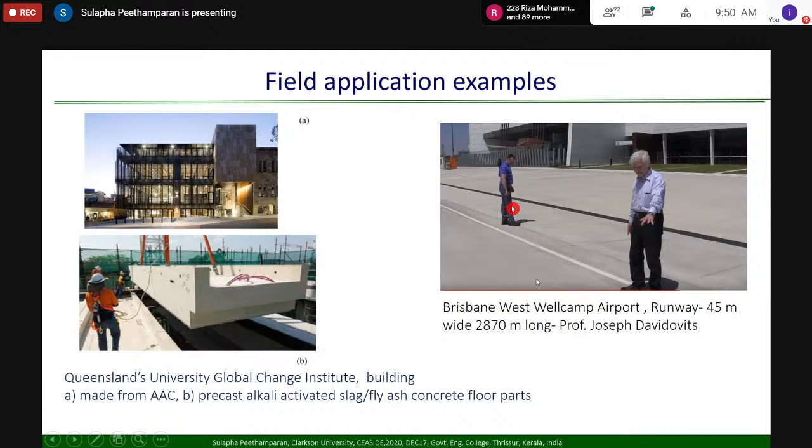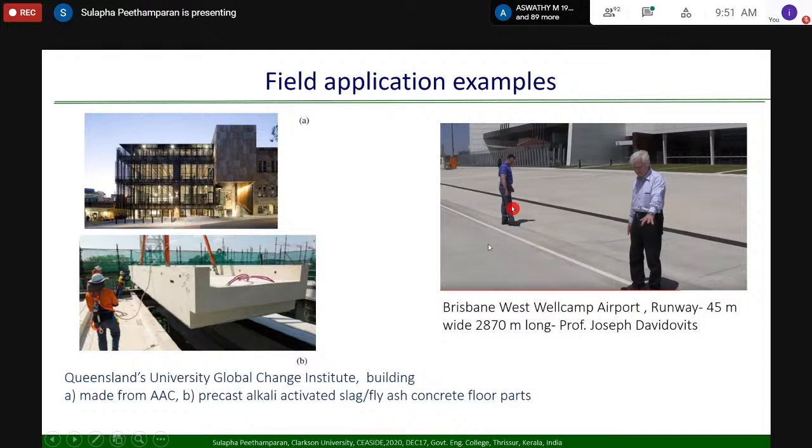When I say field, there is a lot of data in academia and in the lab, where we can make beautiful concrete without any cement. There are also structures built using geopolymer. This is a building in Australia, at Queensland University, the Global Change Institute. In this building, all the floors are made with precast floor slabs with geopolymer, with no cement in any of them. And similarly, you can see airport runway pavement.